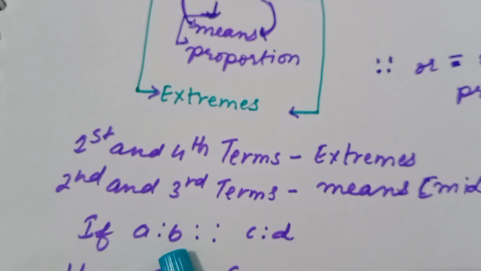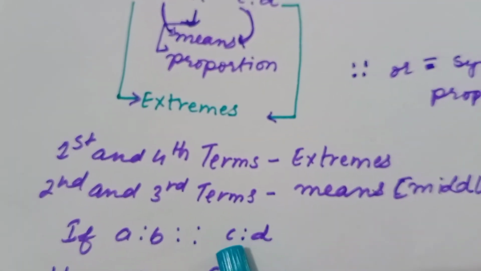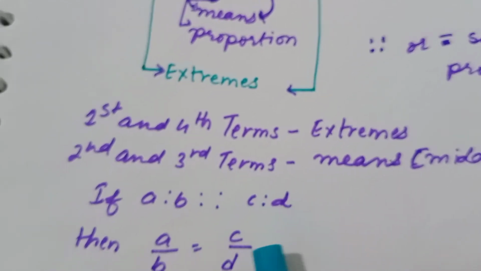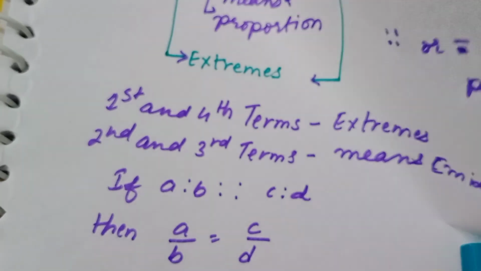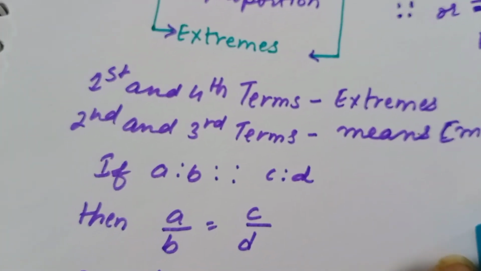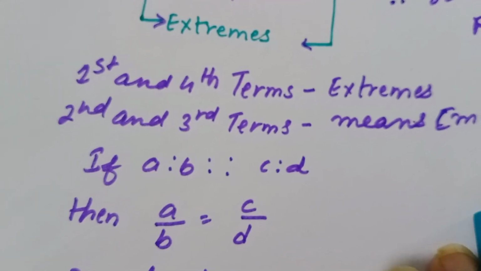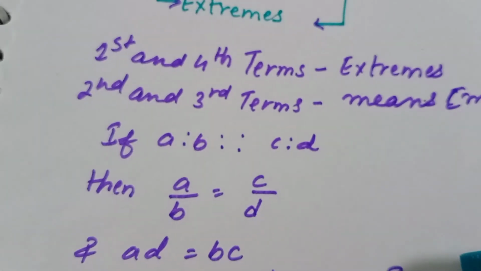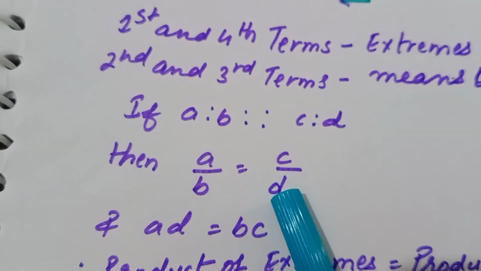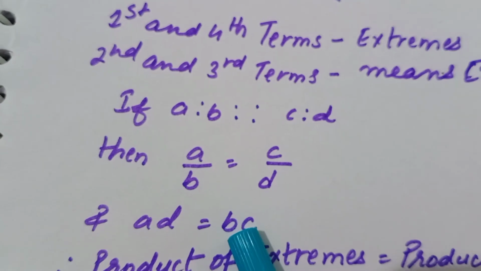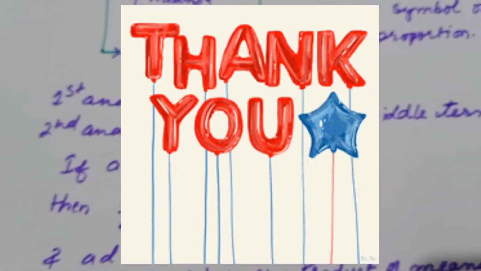If the first and second ratio is in proportion to the third and fourth ratio, A ratio B proportion C ratio D, then A by B and C by D, in fractional form also, they will be equal, so we can find out any value if one value is not given to us. And the product of extremes is equal to the product of means. So this is important about proportions.